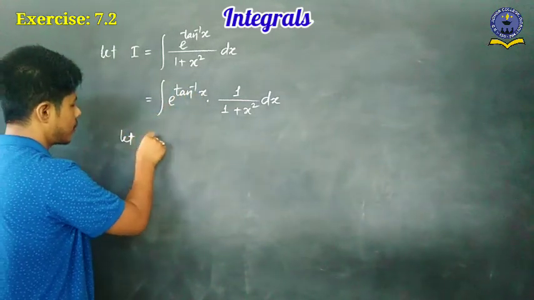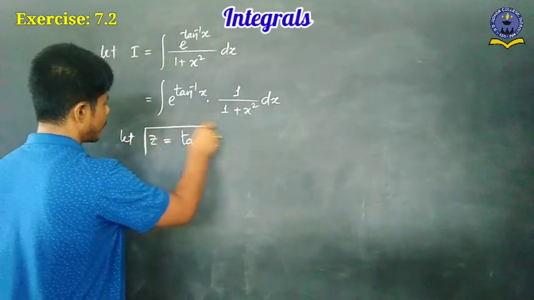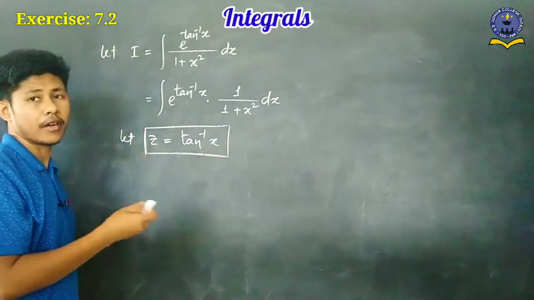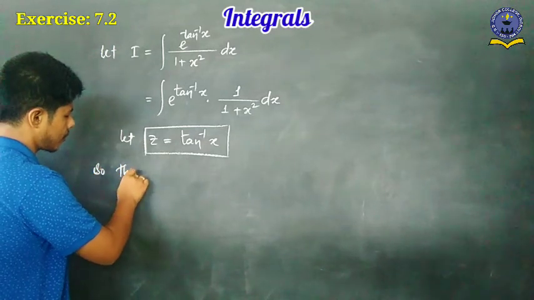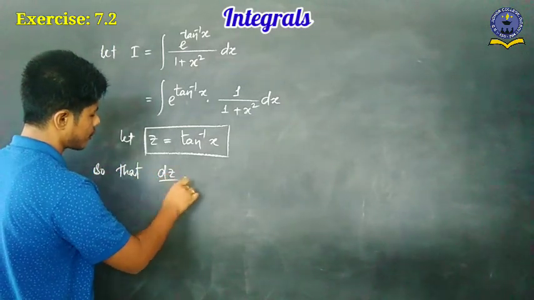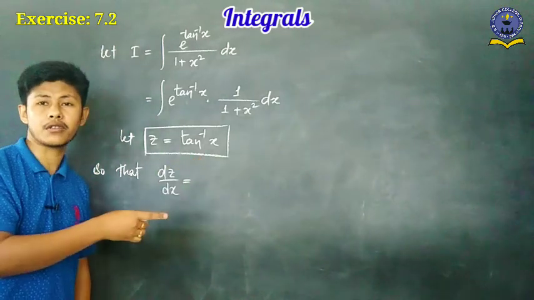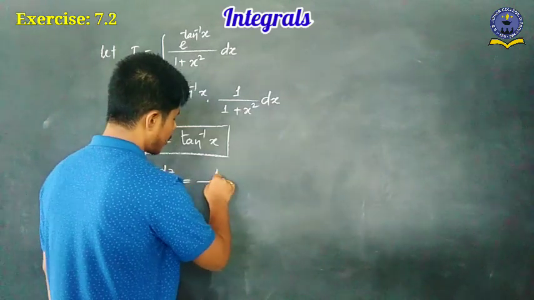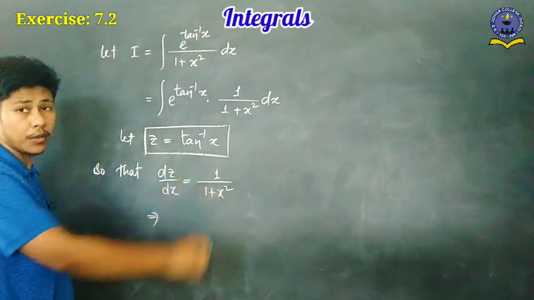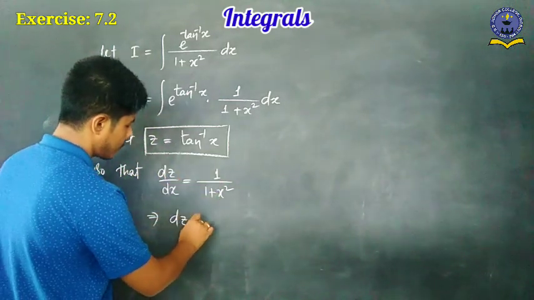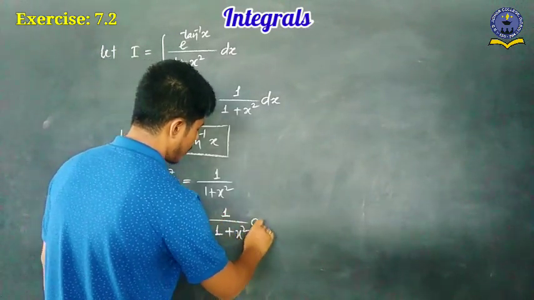So let z equal to tan inverse of x. Any variable you can substitute; here I write z, you can write t, m, any variable. If you differentiate this one with respect to x, we have dz by dx equal to, d/dx of tan inverse of x is what? 1 by 1 plus x square. So we write this one is 1 by 1 plus x square. Is it clear? So now here if you cross multiply this dx, we have to write dz equals 1 by 1 plus x square into dx.